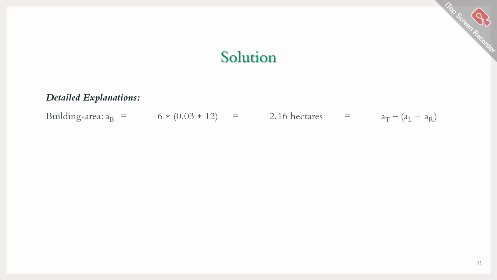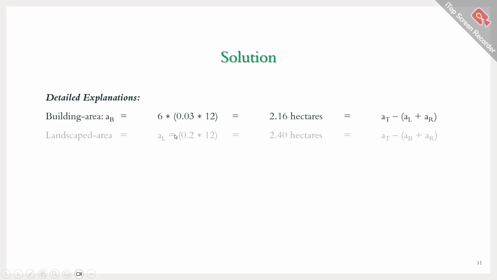So the solution is: building area AB will be, so 12 hectare is the total area, 0.03 is the building area for an individual building, and there are 6 high-rise buildings. So it will be 6 into 0.03 into 12. So 0.18 into 12 is 2.16 hectares. So the building area AB can be written this way: total area minus landscape area plus road area.